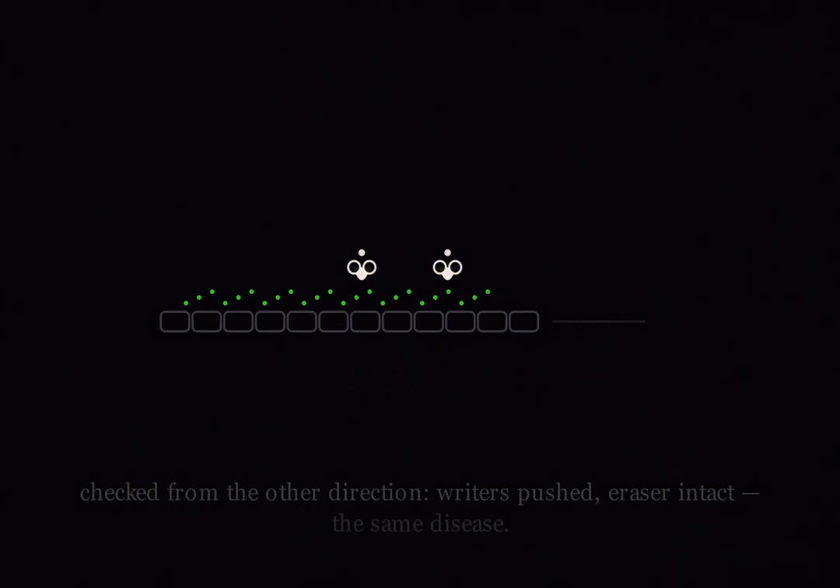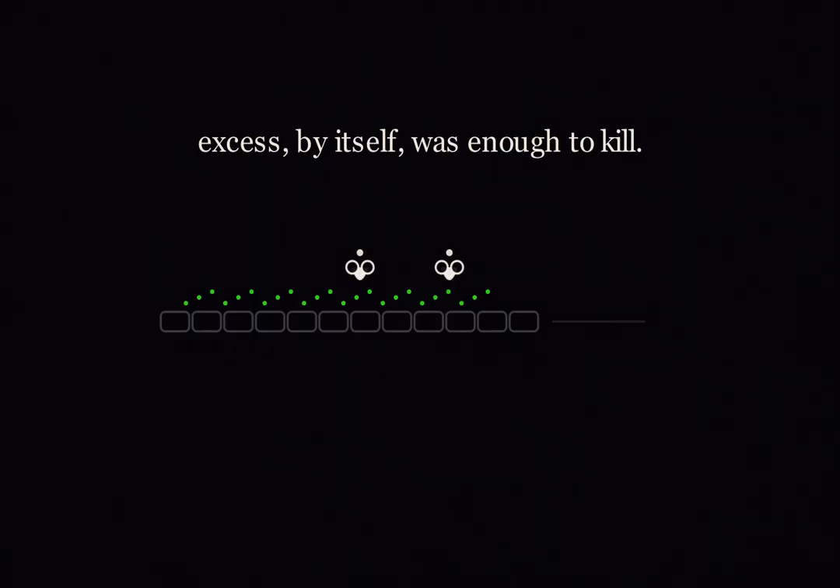The field checked the slope from the other direction to be sure of it. Mice were engineered to overbead their tubulin directly, eraser intact, writers pushed. The result was the same disease, disturbed axonal traffic, dying neurons. Excess, by itself, was enough to kill. Then the record turned, and the turn is the reason this chapter exists.